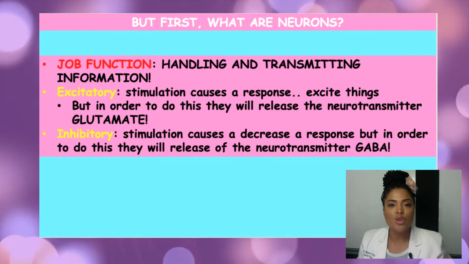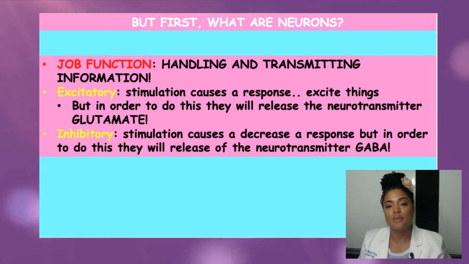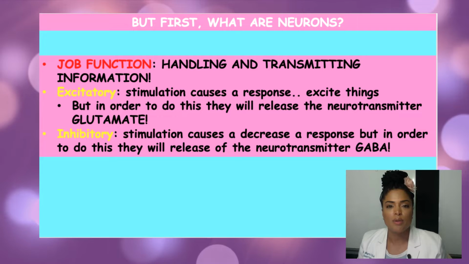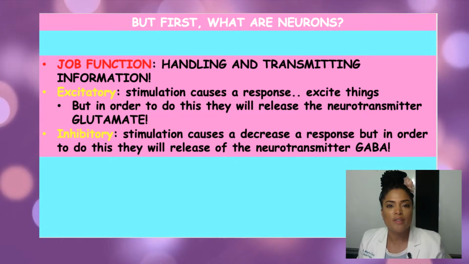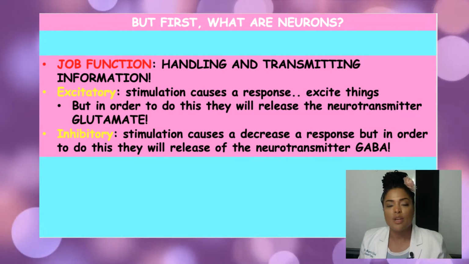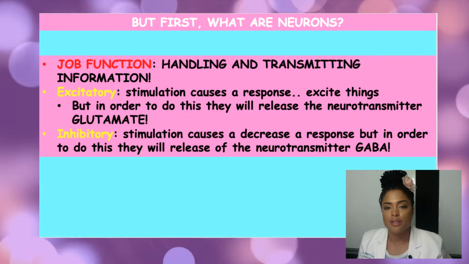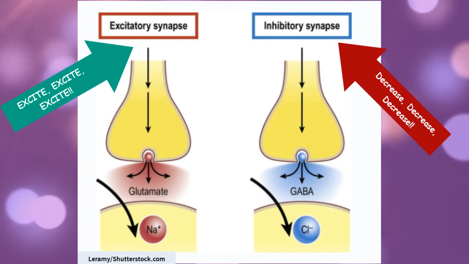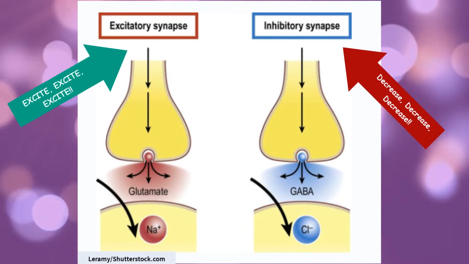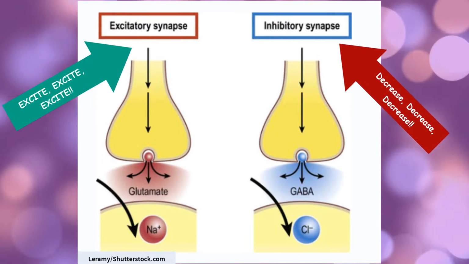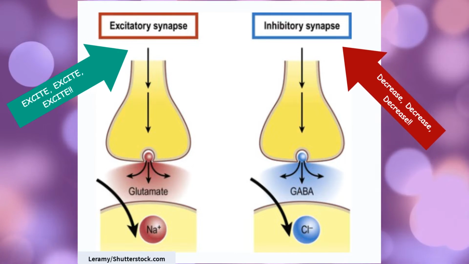So what are neurons? Neurons are responsible for the handling and transmission of information. The two neurons we're going to talk about are excitatory and inhibitory. Excitatory first. What does the name say? Excite. It stimulates a response. It excites things. But in order for this to happen, it has to release the neurotransmitter glutamate. Now, we also have inhibitory, which is the opposite of excitatory. Inhibit means that it's going to decrease a response. So when this neuron is stimulated, our response is going to decrease, but in order for it to do so, the neurotransmitter GABA has to be released.